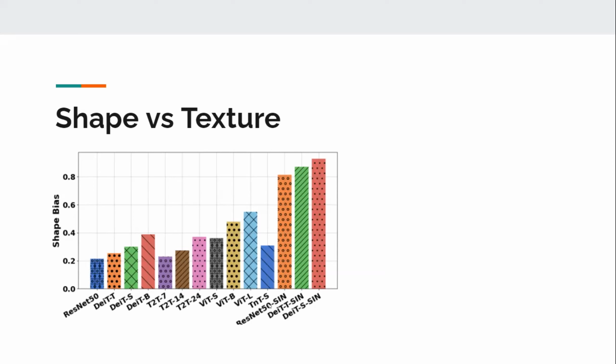However, when we train on SIN, the Stylized ImageNet, the shape bias for all three of these goes way up. And the transformer models actually outperform ResNet with pre-training on this SIN data set.